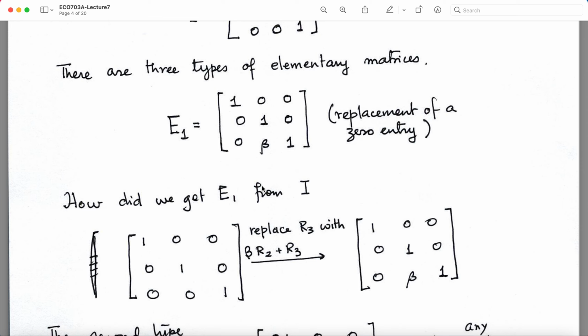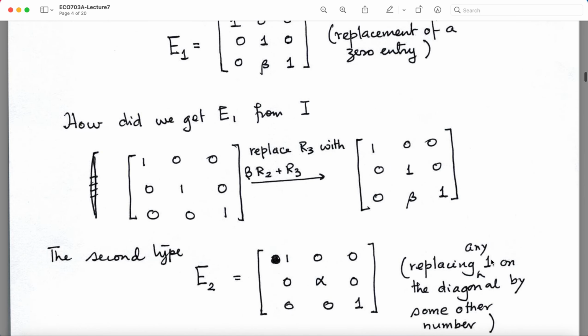So now what is that operation? What we have done is multiplied the second row of the identity matrix by beta and then added it to the third row, replacing the third row with beta R2 plus R3. Now you multiply this on a given matrix. Then the product of this matrix and the matrix, say A here, will result in a matrix in which you have done the row operation on A itself. The new matrix is the row transformed A matrix. That is the key idea.